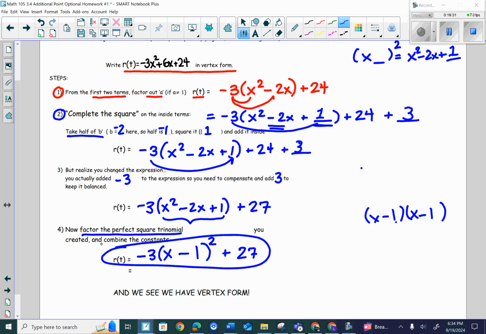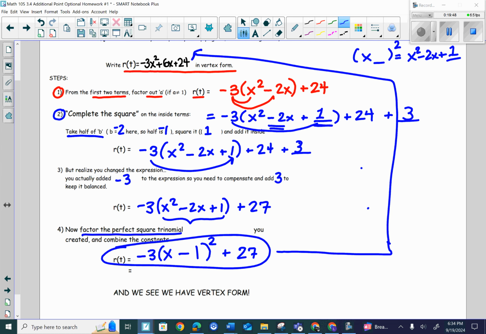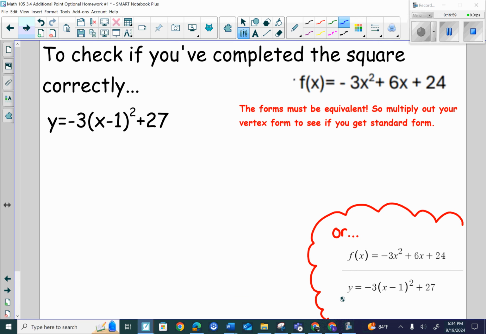Okay? There's a few steps, but you know that if it is the correct vertex form, it has to be equivalent to the original standard form. It has to be equal. It's just written a little differently in a form that gives us information about the vertex. So how do we check if we've completed the square correctly? Well, we can multiply out my vertex form to see if we get the standard form. So I'm going to do that real fast.